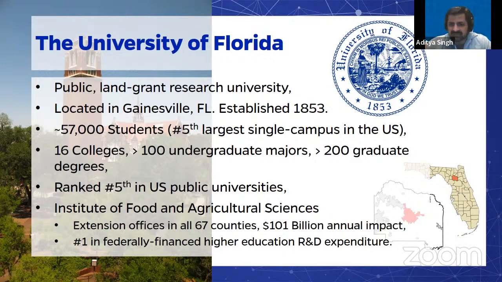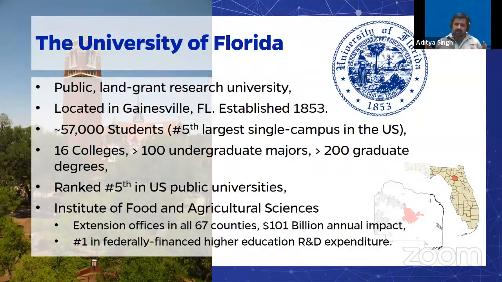We are located in Gainesville, in North Central Florida, shown on the tiny map at the bottom right. Florida sticks out on the Southeast corner of the US, and we are up in the northern part of it. It's a small town of around 300,000 people, but a nice university town. We have around 57,000 students, making this the fifth largest single-campus university in the US. We have around 16 colleges and offer more than 100 undergraduate majors and almost 200 graduate degrees, different kinds of PhDs and master's degrees. We are also ranked almost fifth among all US public universities.